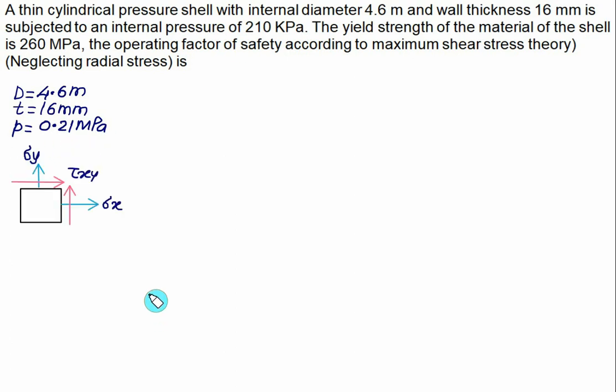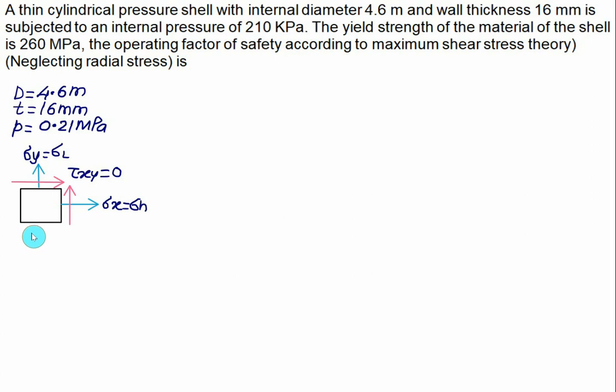The state of stress we can show as sigma x, sigma y, tau xy. Sigma x is the same as the hoop stress. Sigma y is equal to the longitudinal stress, which is half of the hoop stress, and the shear stress in this case will be equal to 0. Once we calculate sigma x and sigma y, we will calculate the average normal stress, then maximum shear stress, then sigma a, sigma b.